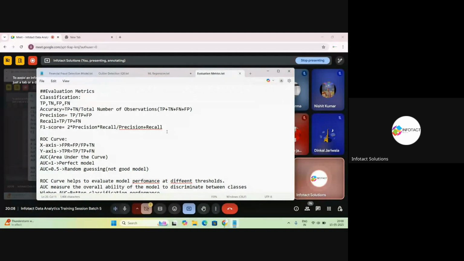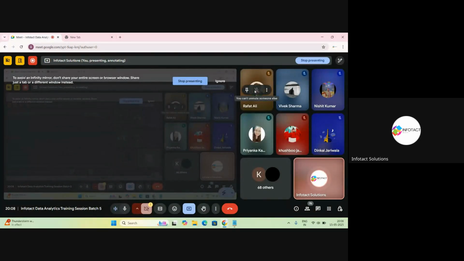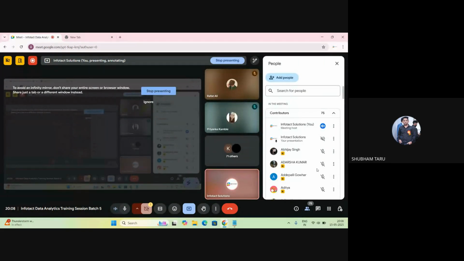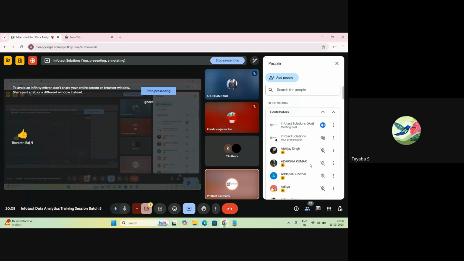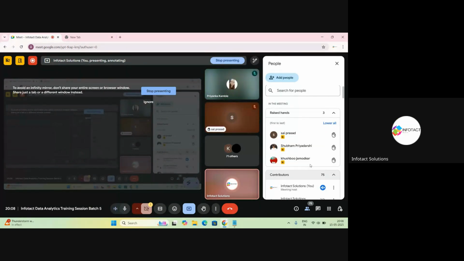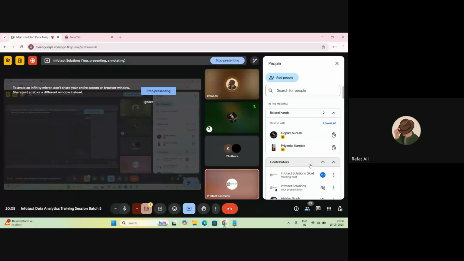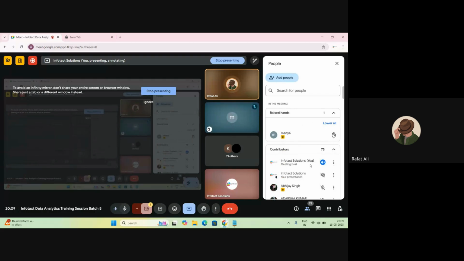What is accuracy? It is true positive plus true negative upon total number of observations. Are you getting it or not? If you have any doubt, raise your hand, all of you. Those who are not getting what I am discussing. Sir, we are getting a little bit, but because we are not performing these calculations in real time.